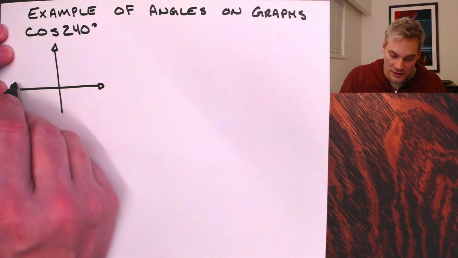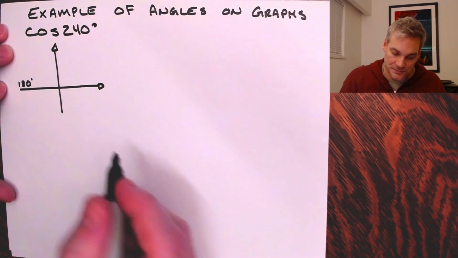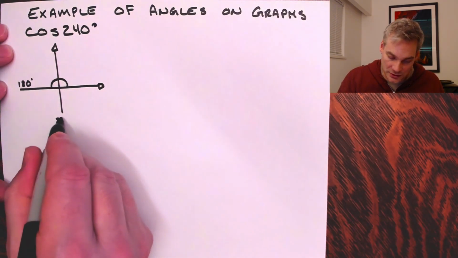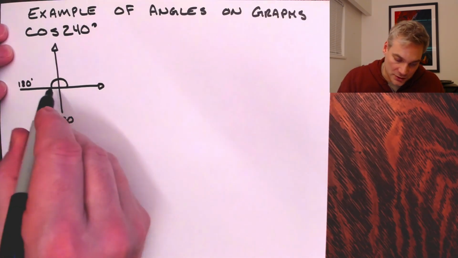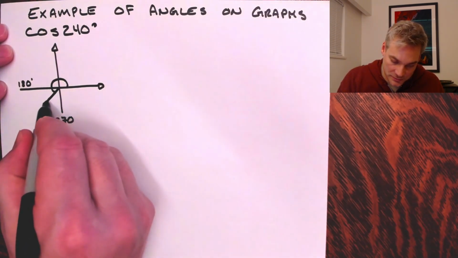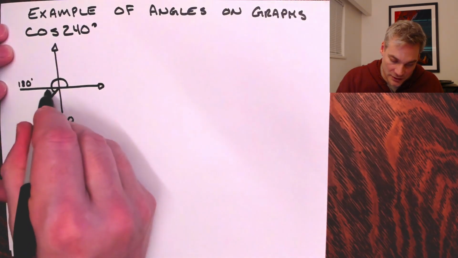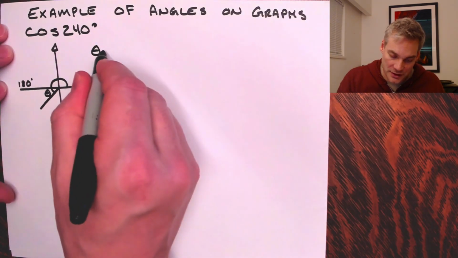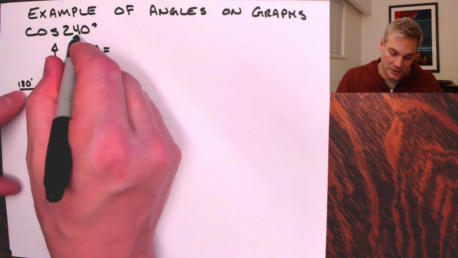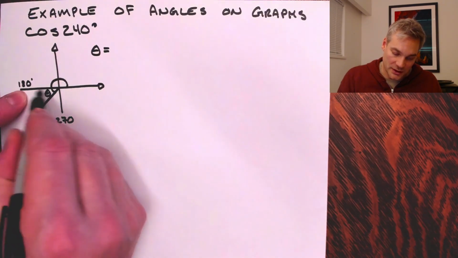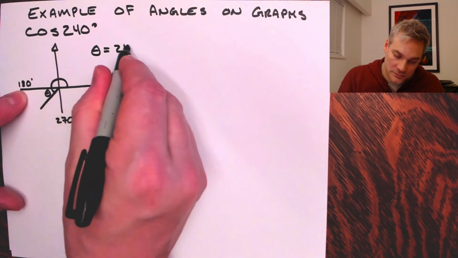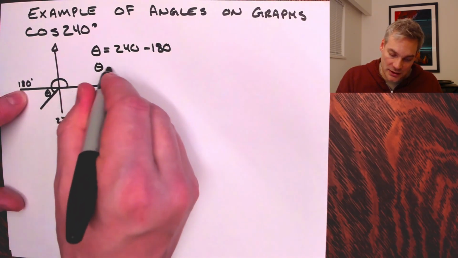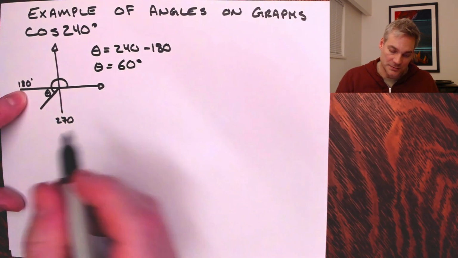and we know that this is 180 degrees. So you go all the way around, and then this is 270 degrees. So it's not quite there, it's like here. So we have some angle here, theta. So to find theta, I know that it will be 240 degrees. So it's 240 all the way to there minus 180. And that means theta is 60 degrees.